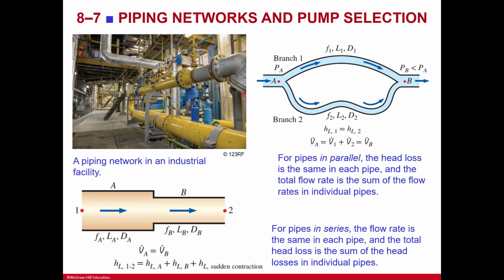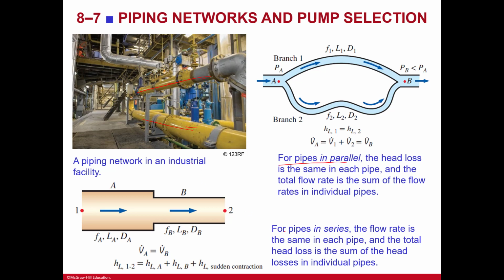So here's some piping networks and pump selection. So this is when you can get into which pump would be right for your setup, for your design, the piping network to go along with that, right? So a lot of the times you see pipes in parallel, right? So for pipes in parallel, the head loss is the same in each pipe. It's the same here, same here. And the total flow rate is the sum of the flow rates in the individual pipes.